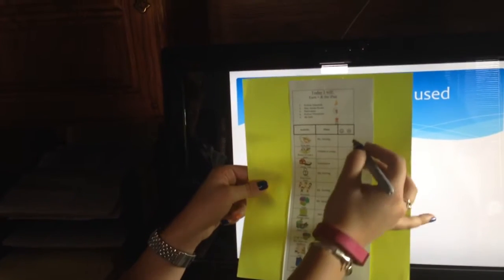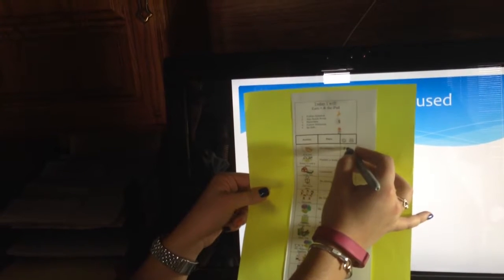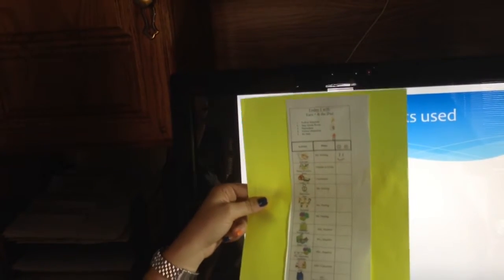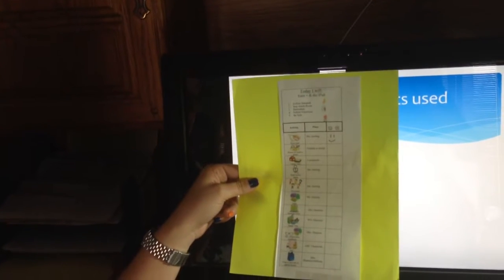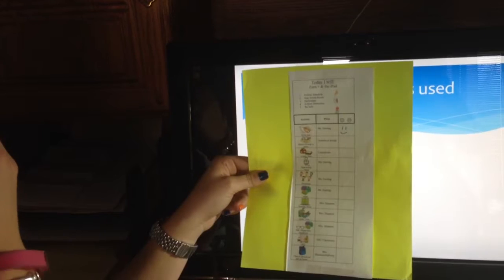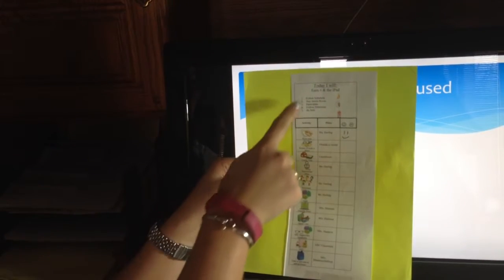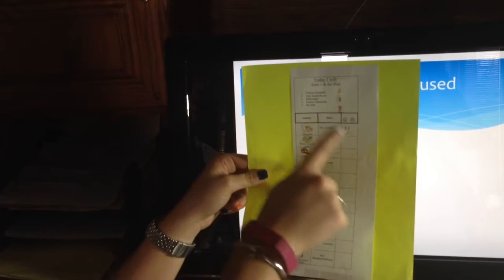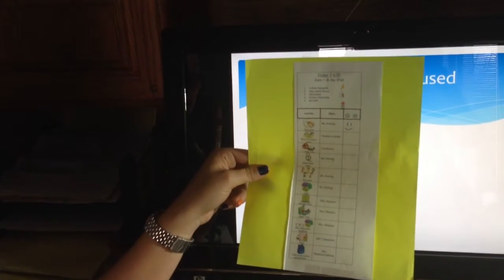If the child says yes, this is where they would make a smiley face. If the child says no, this is the place they would make a frown face. Sometimes obviously we do have instances where a child might say, yes, I did follow the expectations, and they did not. So this is where we have a conversation regarding that.